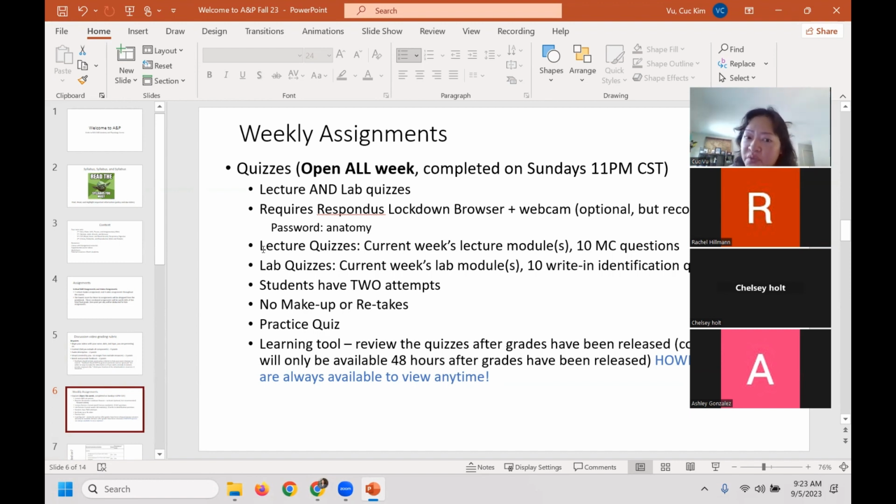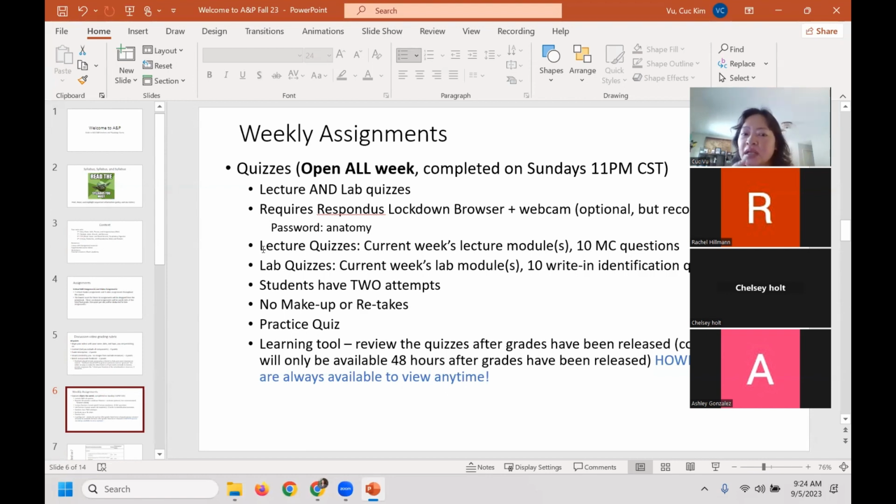You are required to use Respondus Lockdown Browser, so make sure you know how to use that. You've downloaded it, and there's a practice quiz that will allow you to make sure all of that is working on your computer. Now, the webcam is optional for quizzes only. It is required for exams, and that's why I made it optional for quizzes, so that you can get used to using the webcam. By the time you get to the exams, you'll know what the experience feels like and how it works. So do use the webcam a few times on your quizzes so that you get the idea of how it would be on the exams.